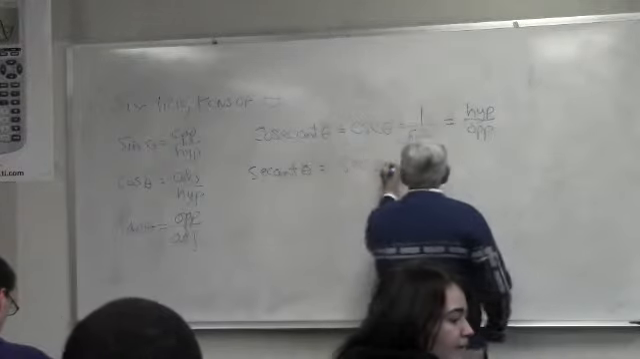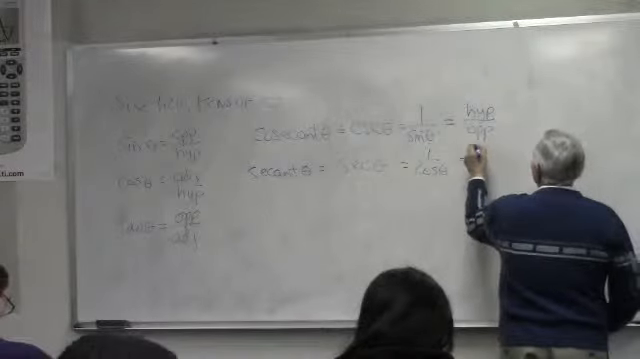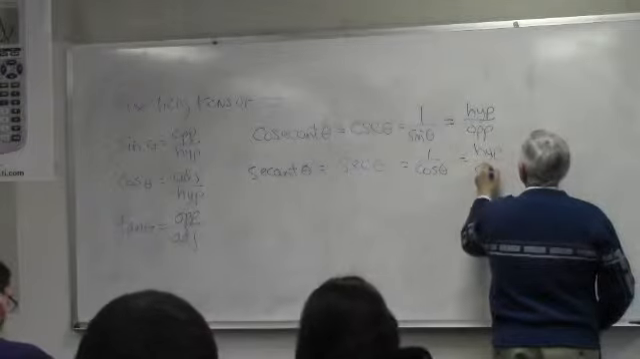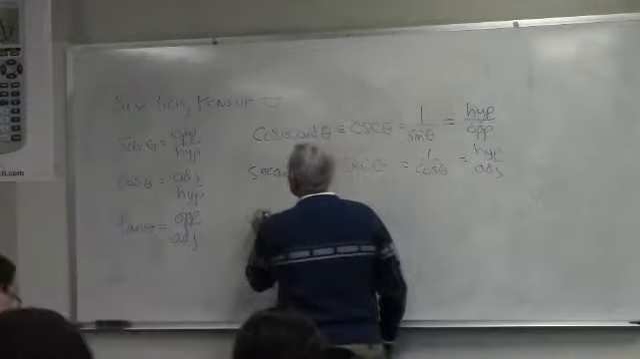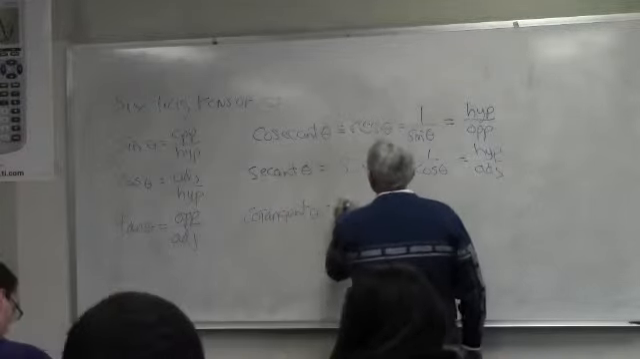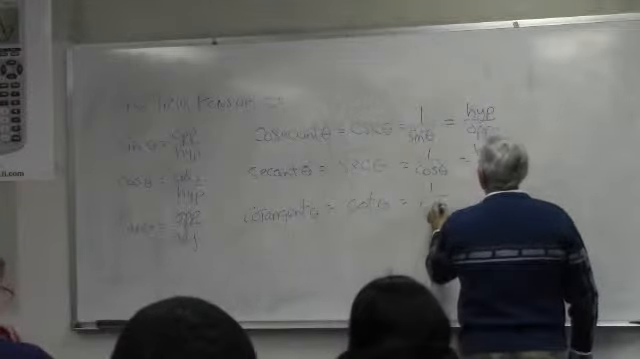Right? All right, now, it's one over the cosine of theta, hypotenuse over adjacent. Okay, and the cotangent of theta is equal to the COT of theta, which is 1 over the tangent of theta.